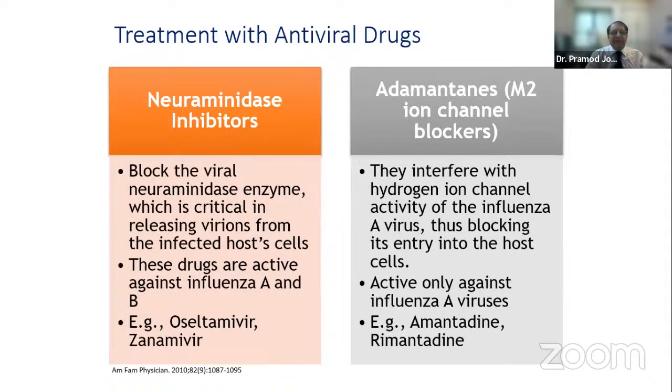Now, the treatment with antiviral drugs includes neuraminidase inhibitors, and Oseltamivir is the most important drug that you must remember. As I told you that there is hemagglutinin and neuraminidase on the outer side of this particular virus, and neuraminidase is the glycoprotein which is critical in releasing the virus particles, also known as virions, from the infected host cell. The virus, as you all know, every virus is a perfect parasite. So it will require the host cell to grow and replicate.